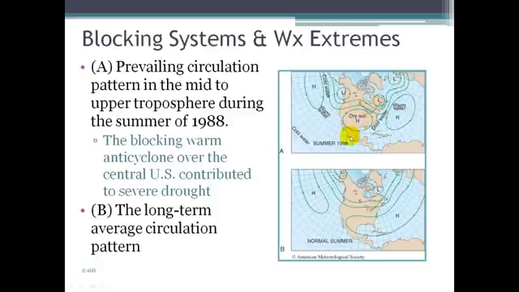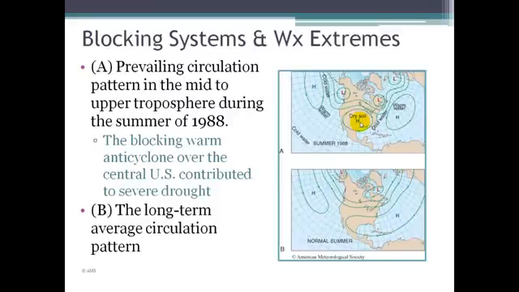And high pressure, remember, causes stable air. We have sinking air, so there's not really any chance for thunderstorm development, and very, very little chance of rain. So things dry out, and that's what happened. So very severe drought that took place at that time.